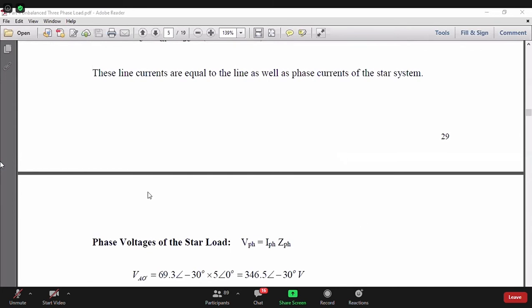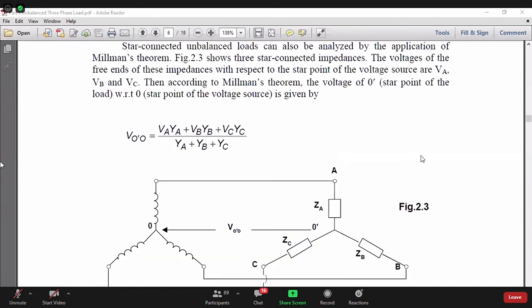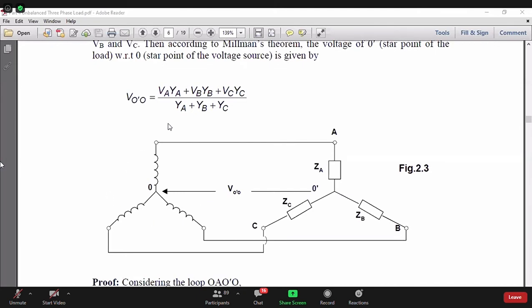Here you see that my source is balanced, the load is unbalanced. So the voltage of the source neutral O and the voltage of the load neutral O prime are different. And I am saying that this is, here it is written as V O prime O. That means I am taking the direction from O prime to O. Either way it is possible. That's not a big issue.